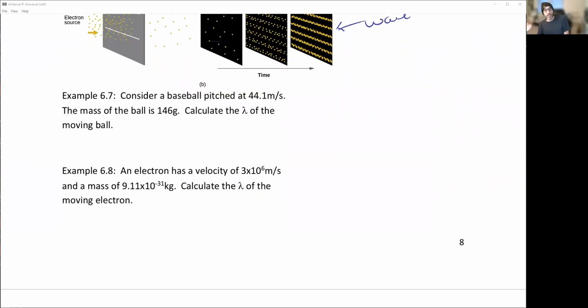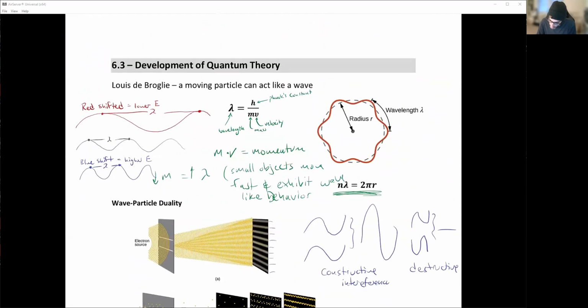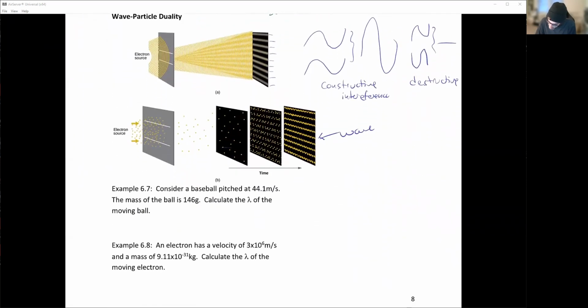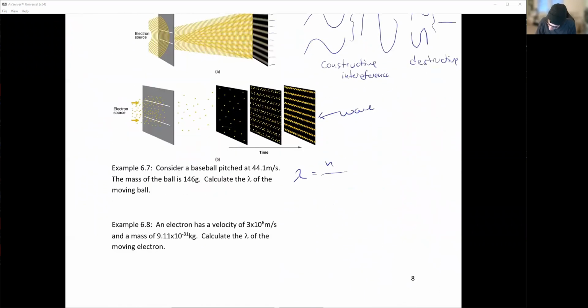Because we can apply this to large objects, consider a baseball pitched at 44.1 meters per second. The mass of the baseball is 146 grams. Calculate the wavelength. If we calculate the wavelength using the de Broglie wave equation, wavelength is equal to h over mass times velocity.